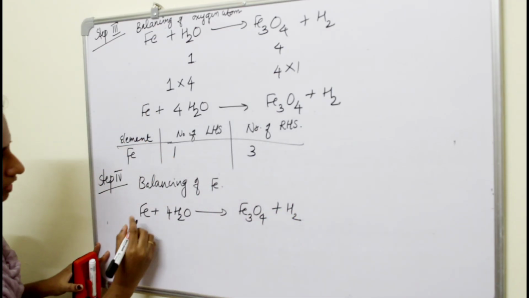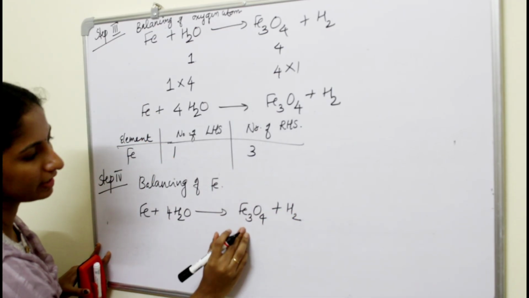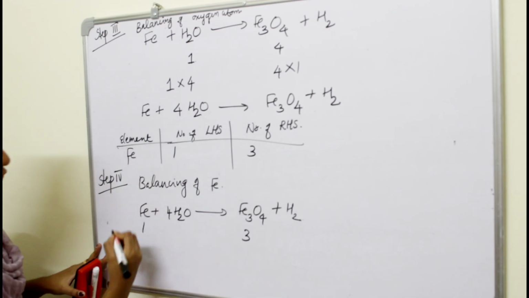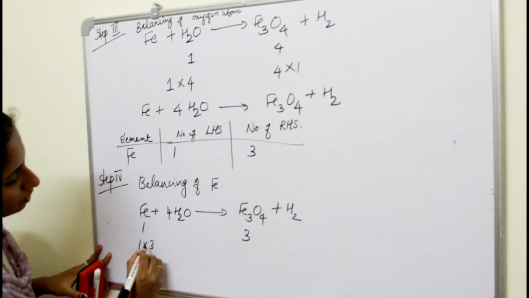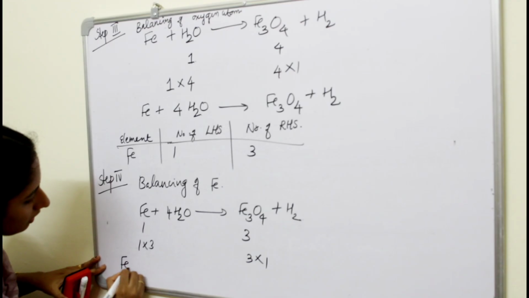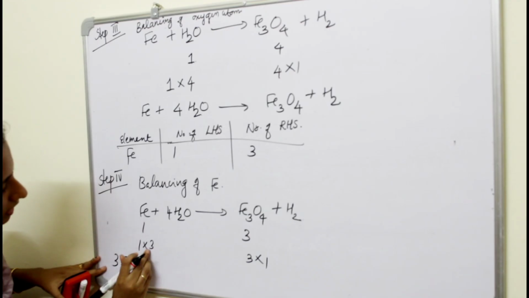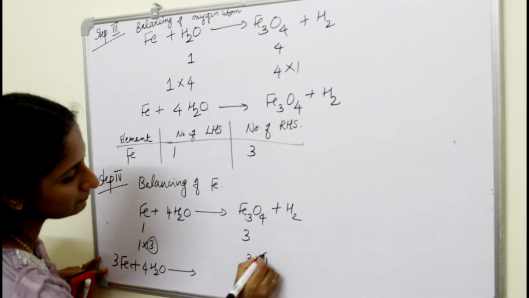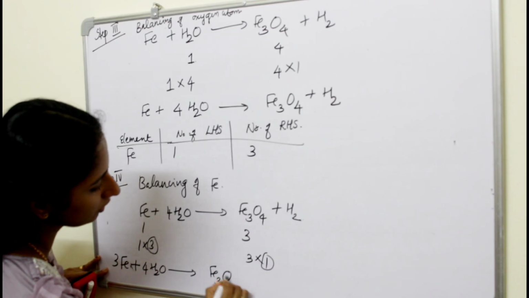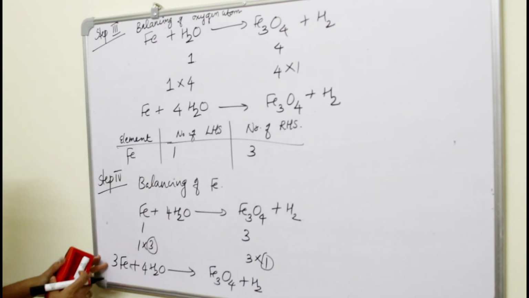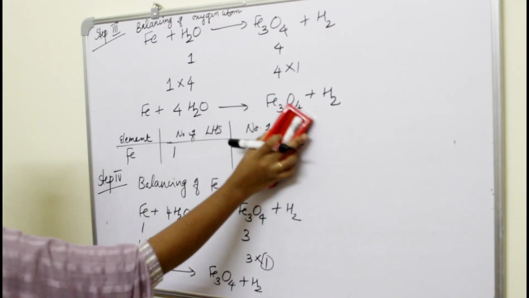Here we have 3 iron atoms, here we have 1. So we want to multiply this 1 into 3, here 3 into 1. So how can we write this equation? 3 iron, right? We want to write this 3 as a coefficient. 3 Fe plus 4 H2O gives Fe3O4, 1 we don't want to write, plus H2, right? So we want to write this again.